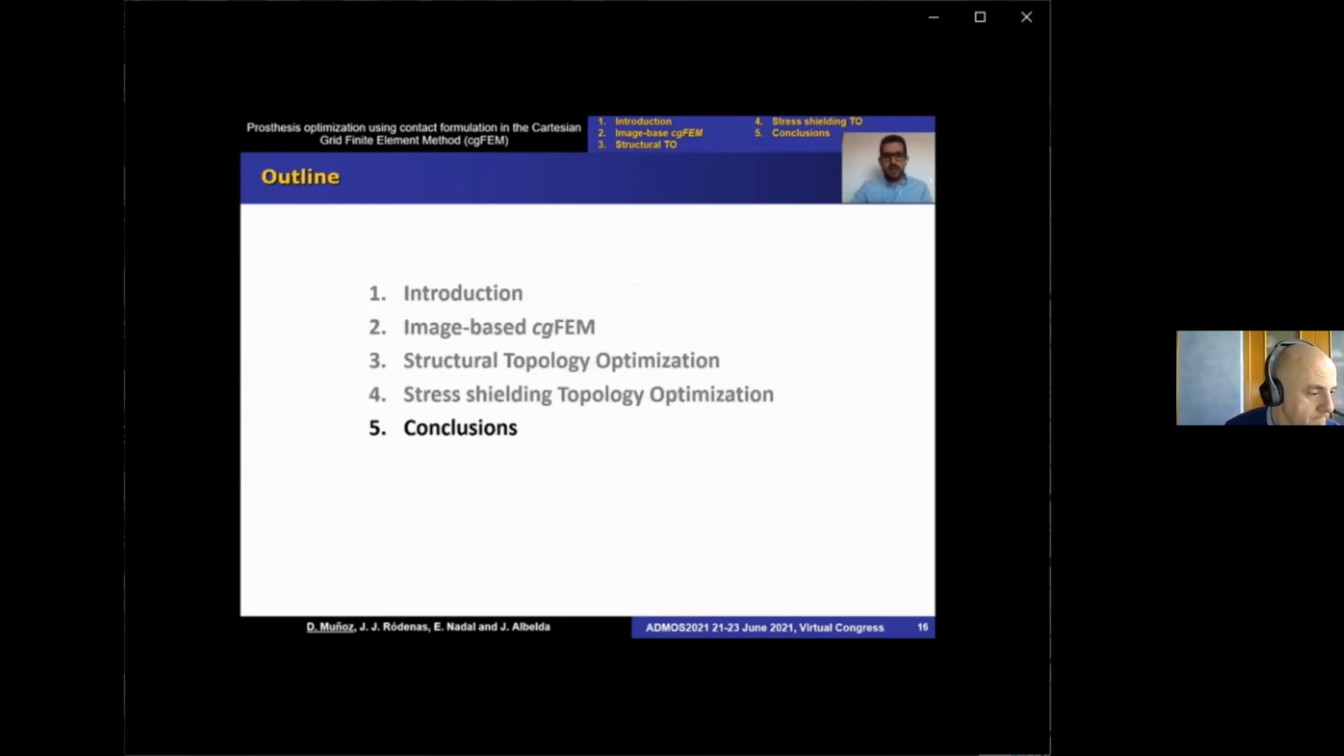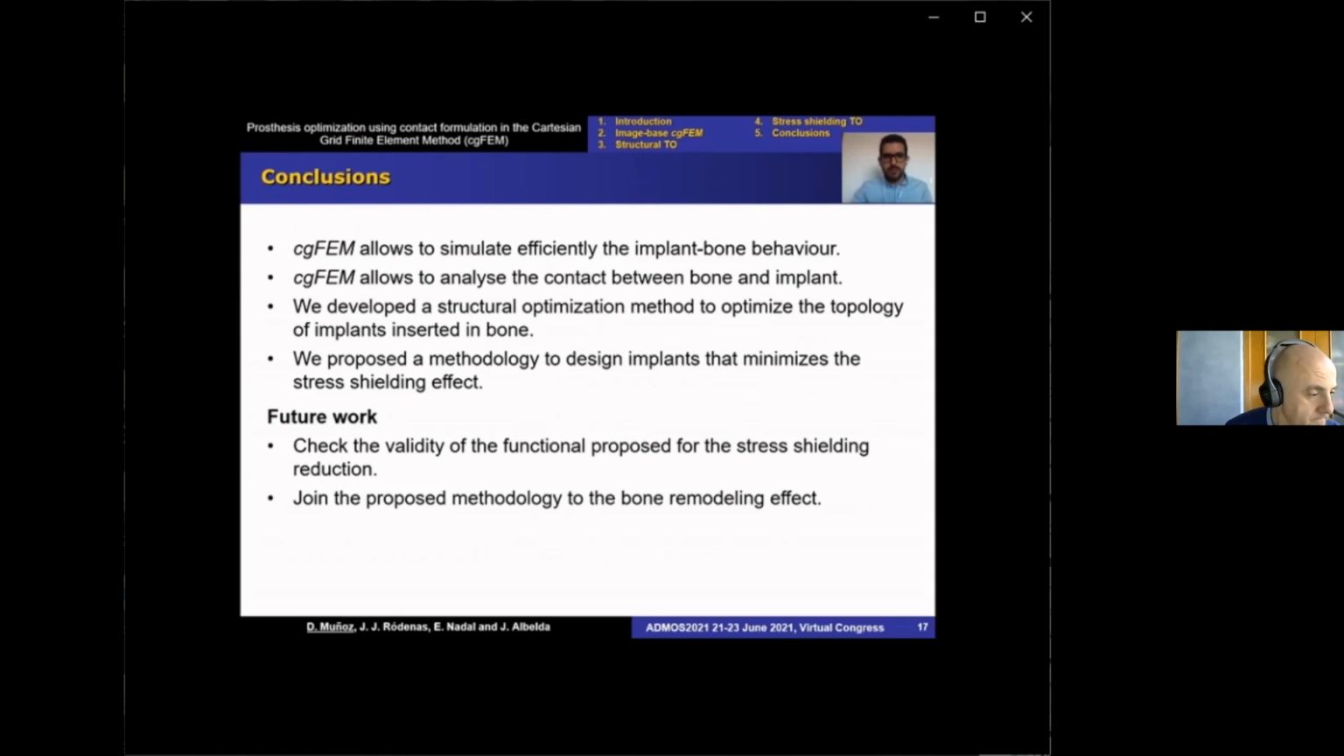To finalize, I gather some remarks. CGFEM allows us to simulate efficiently the implant-bone behavior and the contact between the bone and the implant. The developed structural topology optimization technique works with the implant inserted in the bone. We propose a methodology to design implants that reduce the stress shielding effect. And about further work, we would like to check the validity of the functional proposed for the stress shielding reduction, and also we would like to join this proposed methodology to the bone remodeling effect.